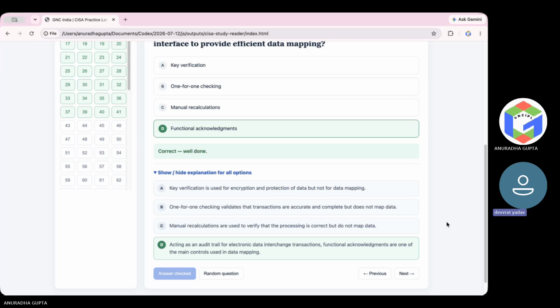One for one checking validates that transactions are accurate and complete, but it does not map the data actually. Yes, now it's clear. Fine. Let's move on to the next question.